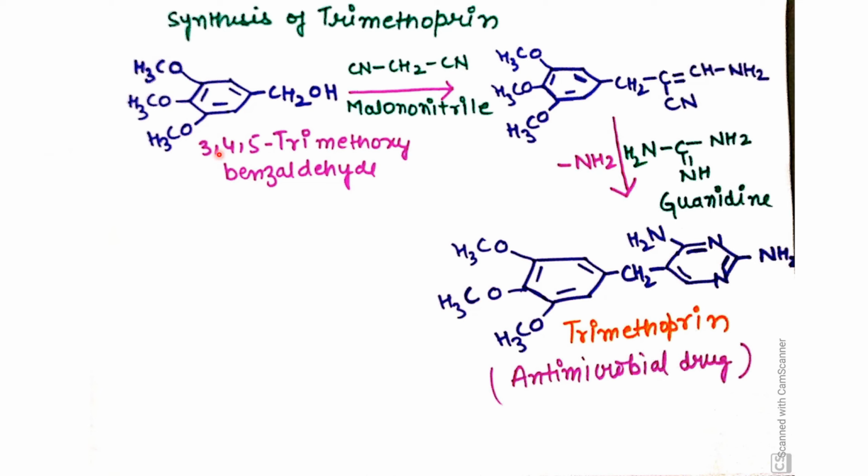Synthesis of trimethoprim. For the synthesis of trimethoprim, 3,4,5-trimethoxybenzaldehyde will be used as a substrate. When it reacts with malononitrile and guanidine, it is converted into trimethoprim. Trimethoprim is an antimicrobial drug and you can see it is only a two-step reaction which can be easily memorized.